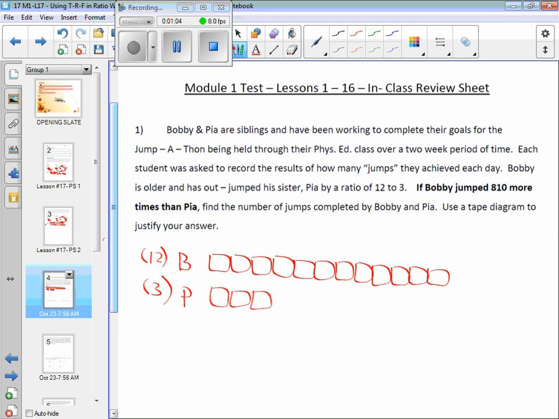Remember that you get credit for making a tape diagram. It's worth points, so don't skip that step. They ask you to do a tape diagram, you've got to do a tape diagram. All right, are we ready? I'll give you time to get caught up.